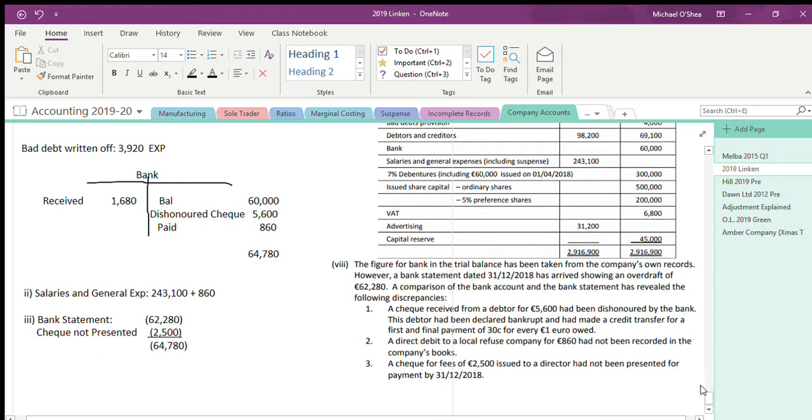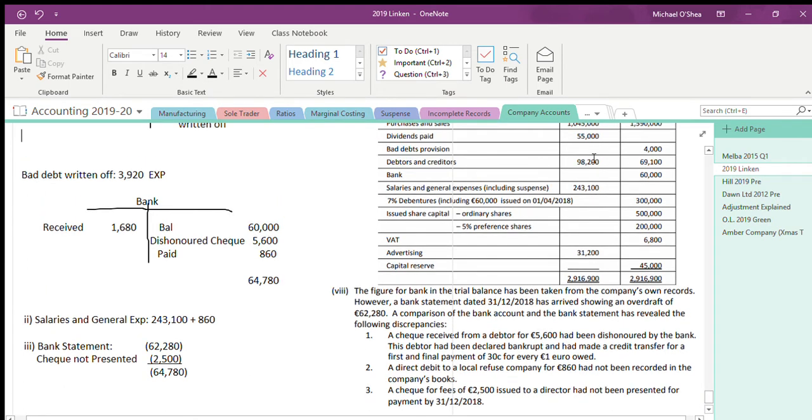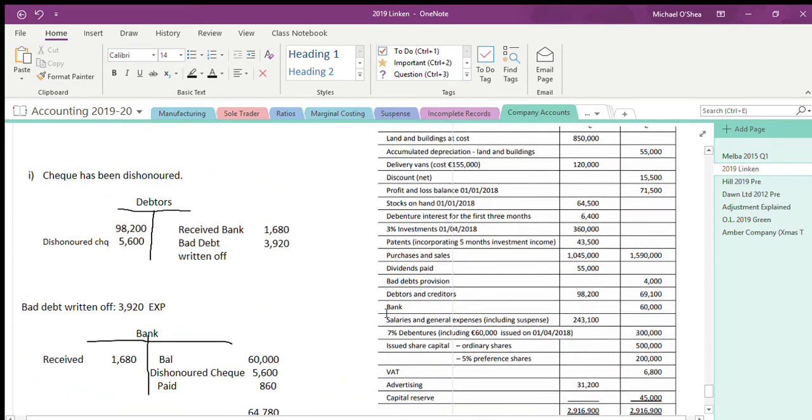So what happens? Well, my debtors at the moment owe us 98,200. Basically, that's our balance at the 1st, 98,200. And what happened is that the check was dishonored. So that 98,200 was got to because we previously reduced this balance by 5,600, as somebody seemed to have paid us off. We now cancel that payment of 5,600. We're going to add that back in.